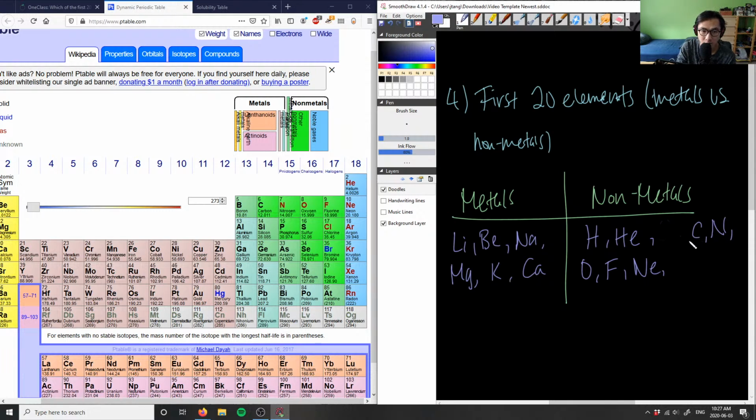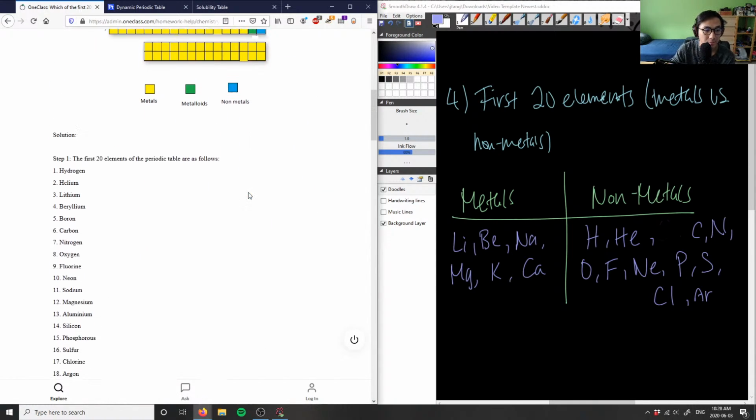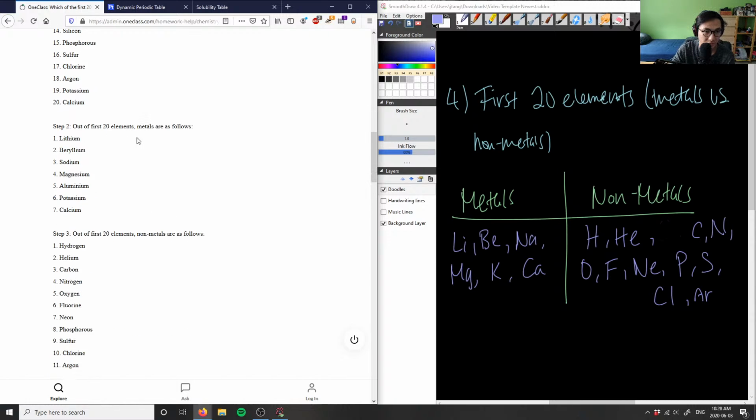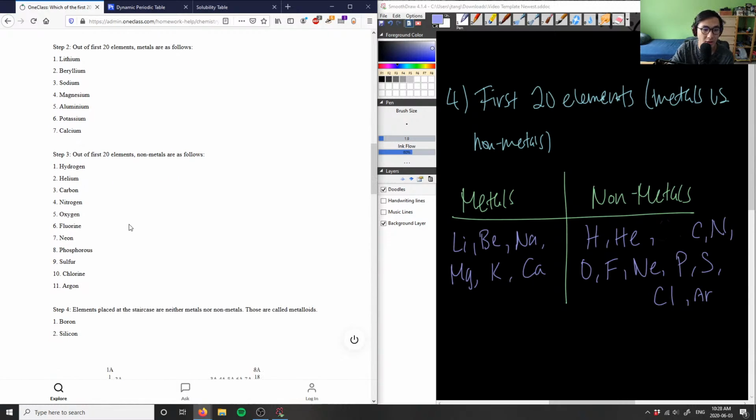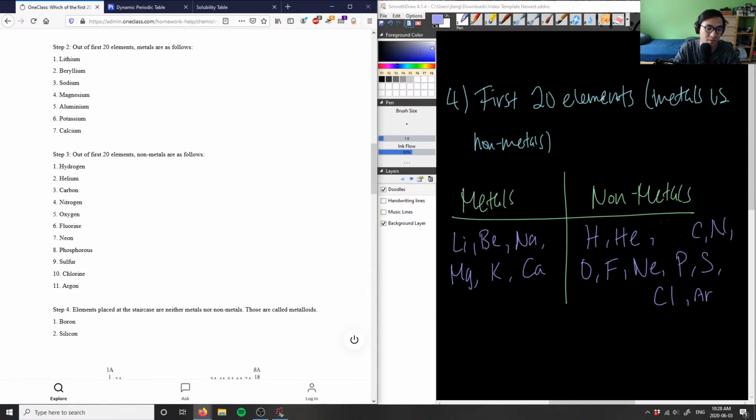So we have hydrogen, helium, carbon, nitrogen, oxygen, fluorine, neon. We have phosphorus, sulfur, and chlorine, and argon. These are specifically non-metals, and we have some metalloids, which are boron and silicon. So these are the metalloids. Here it says first 20 elements, and they listed out the 20 elements. So we have lithium, beryllium, sodium, magnesium, aluminum, potassium, and calcium. Aluminum here is actually a metalloid, so I don't really like how they put this here. These elements are neither non-metals nor metals, so these are metalloids: boron, silicon. That's why I did not put them here, which is good.